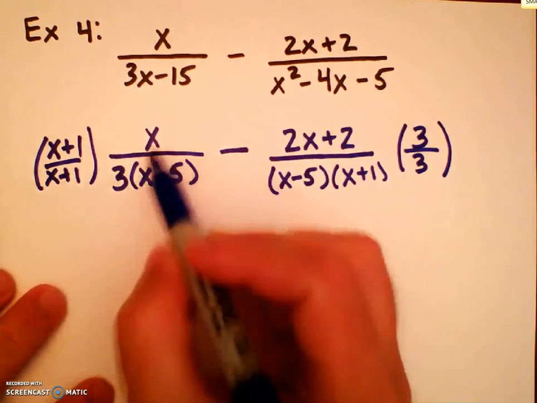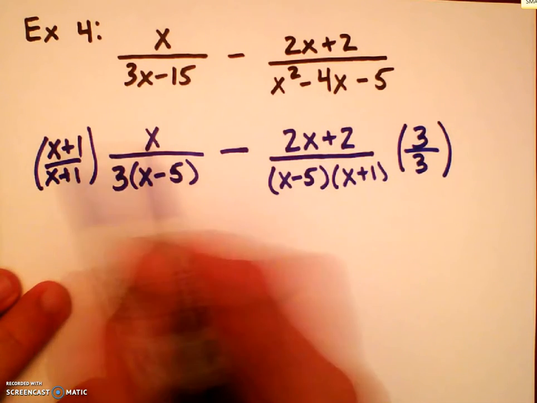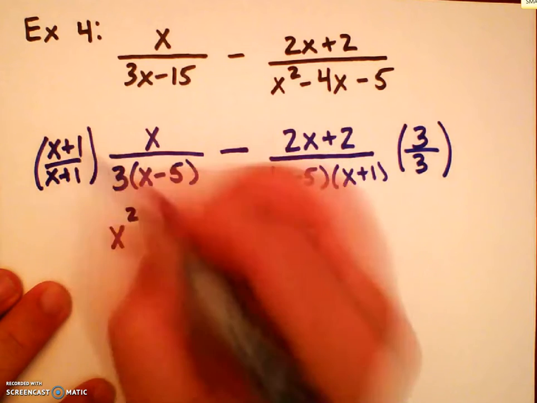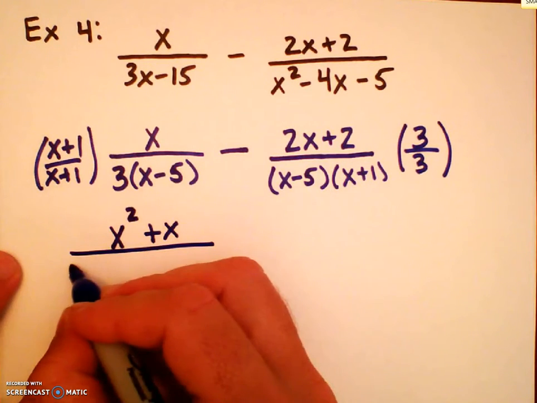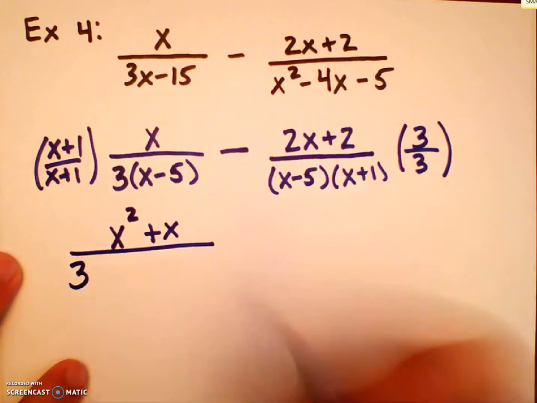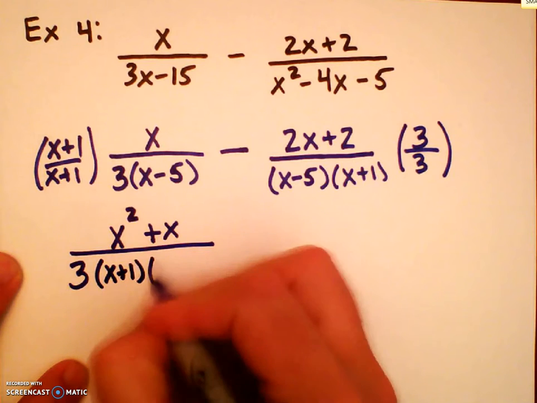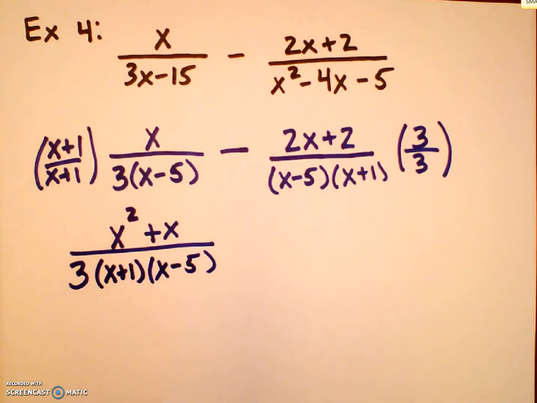So now we're going to simplify. This one's going to be a little bit easier than the previous question. X times x is x squared. X times 1 is 1x. Over your common denominator, I always put the number first or the single term first. And the x plus 1 and the x minus 5 will be next. Again, it does not make any difference what order you put that in.